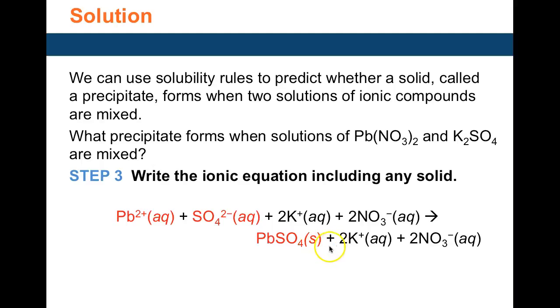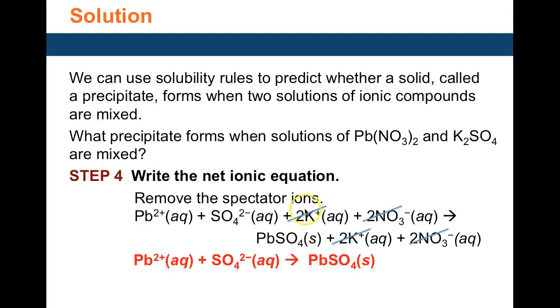So essentially, the lead and the sulfate coming together forming the lead 2 sulfate, that's the main reaction. The potassium and the nitrate are merely spectators to the formation of the precipitate. All right, if you eliminate those spectator ions because they occur on both sides of the equation, then you're left with the combination of lead and the sulfate forming lead 2 sulfate, which is called the net ionic reaction. So the net ionic reaction is always going to be the formation of the precipitate, the solid.